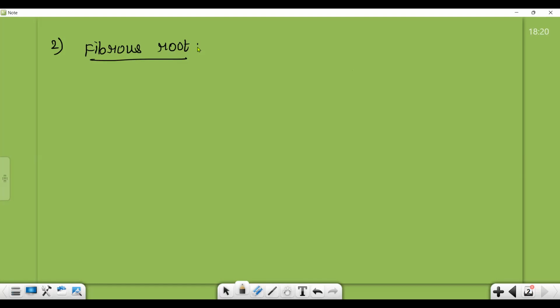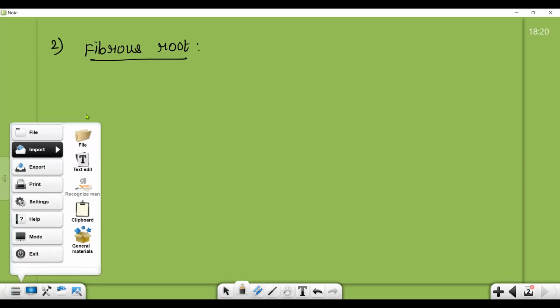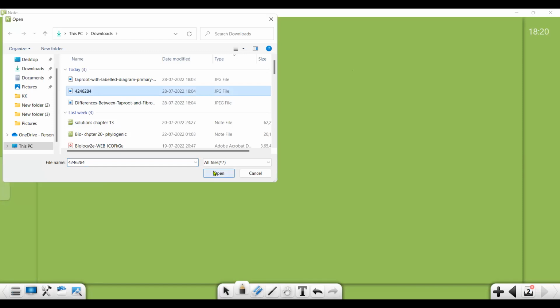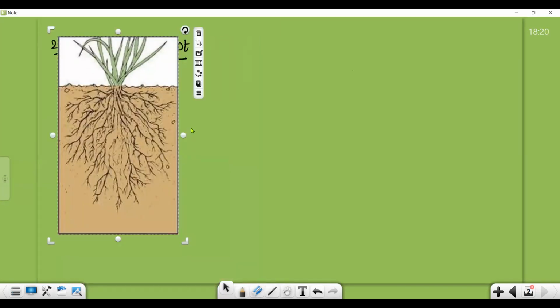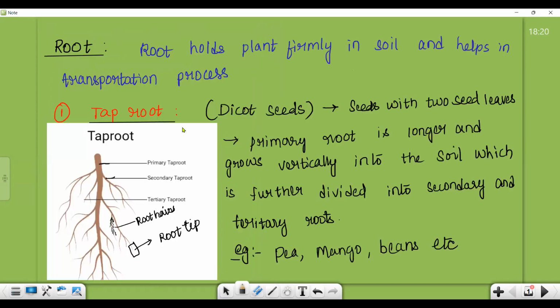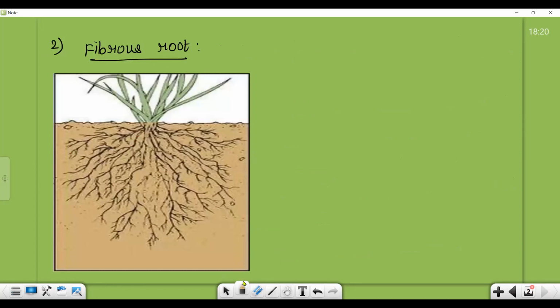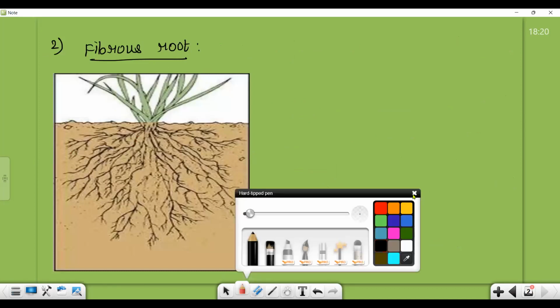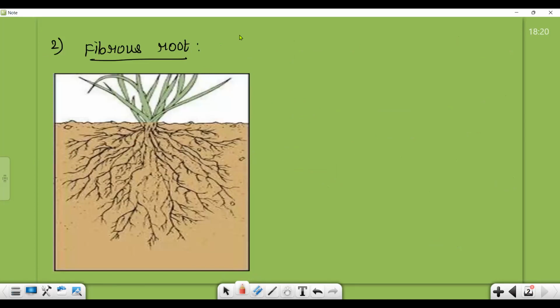Okay, so I'll show you the picture of fibrous root. Can you see here how it is? How they spread everywhere in the soil, right? So in case of tap root, you can find a main root, which is the primary root. But is there any primary root in fibrous root? No, ma'am. It just spreads everywhere.